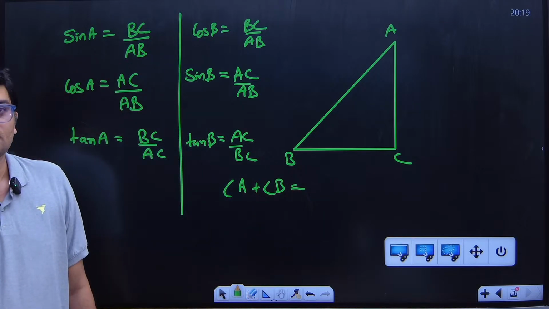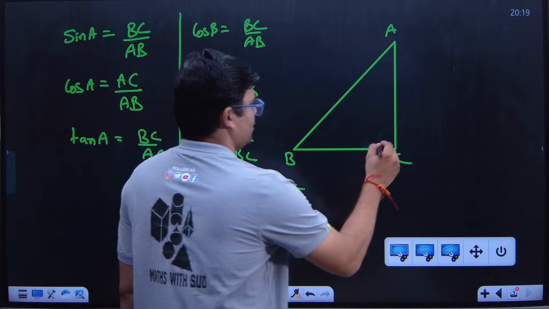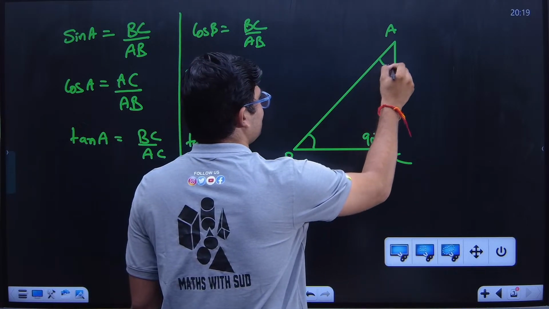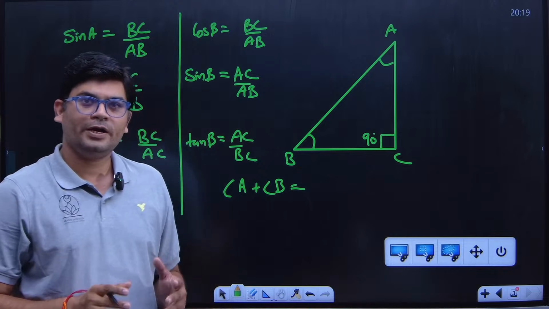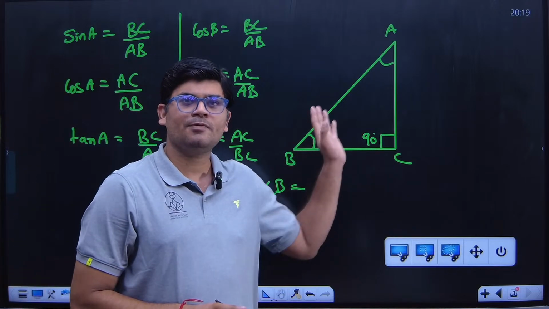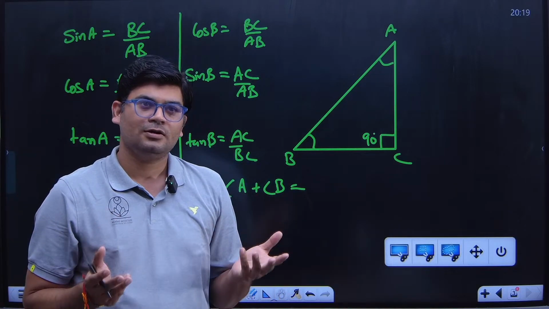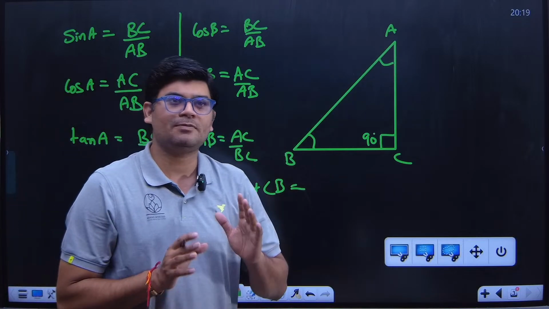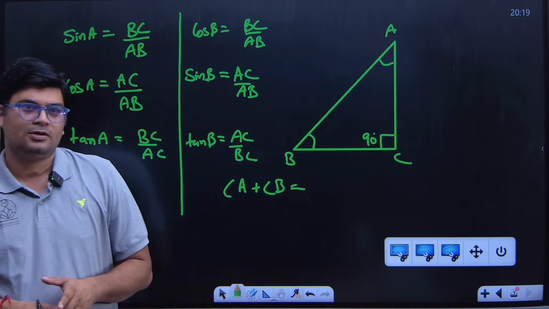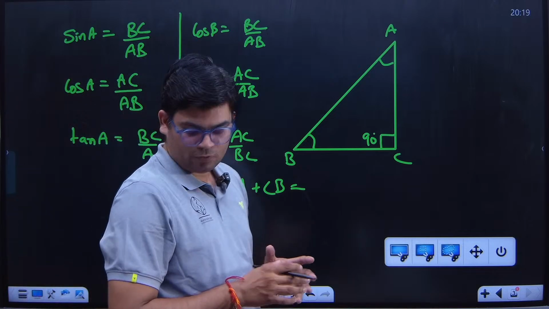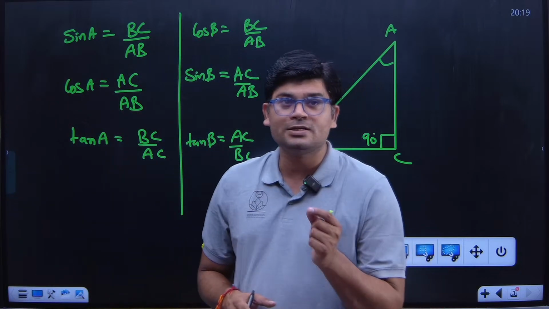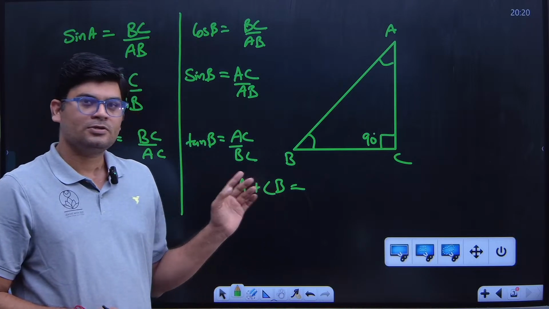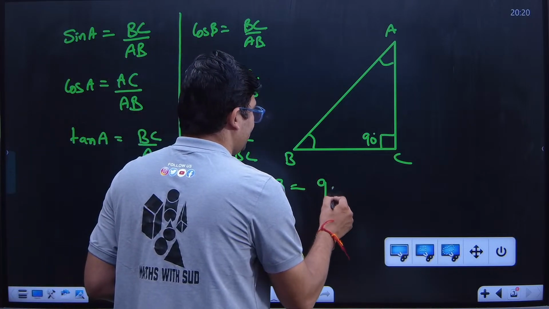Sir, I don't know. Will it be angle C? Yeah, so angle C is 90 degree. So the sum of three angles of a triangle is how much? 180. If one of the angles is 90, what is the sum of the other two angles? Again 90. So angle A and B are known as complementary angles. Please remember this. The angles whose sum is 90 degree are known as complementary angles. So angle A plus angle B is 90 degree.